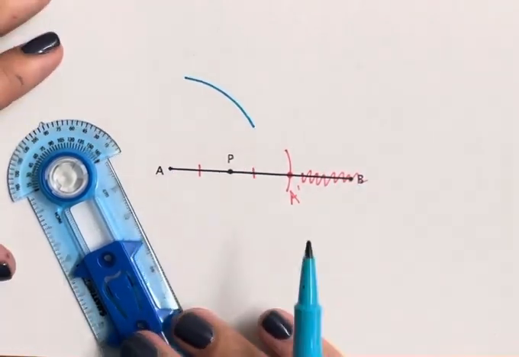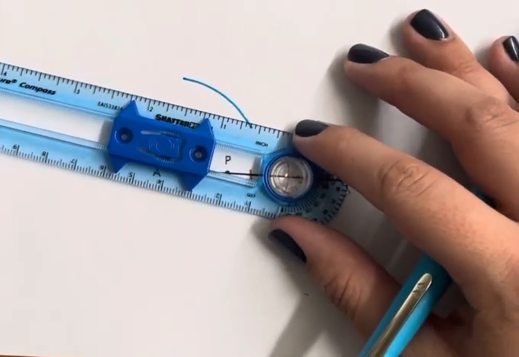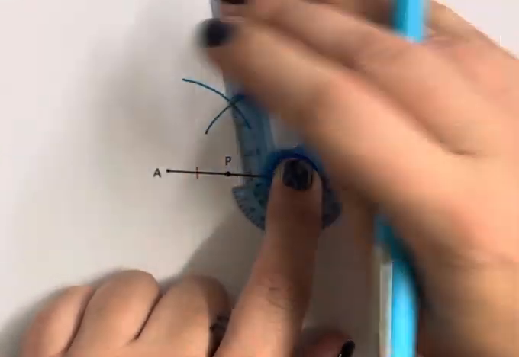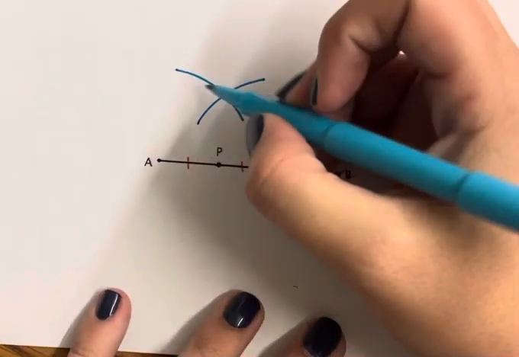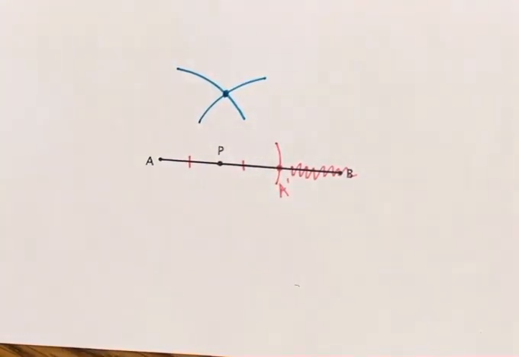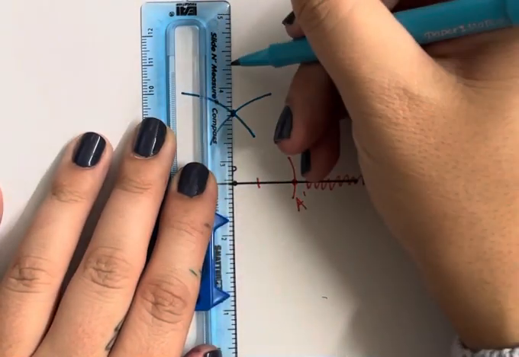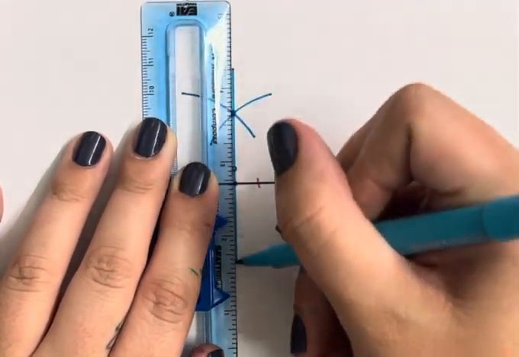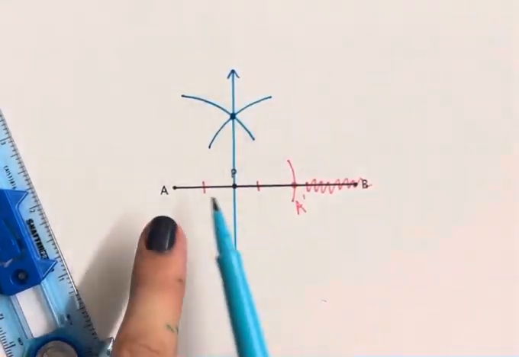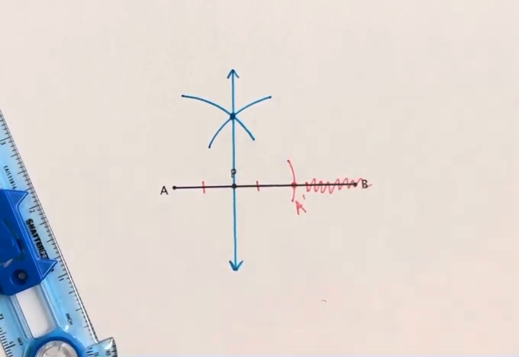So now I'm going to maintain that same distance, move my geotool over here so it's centered at A prime, and create another arc. So now I have these intersecting arcs, and my final step is to connect that intersection point through point P. And now I have constructed a line that is perpendicular to that original segment AB and that passes through point P.